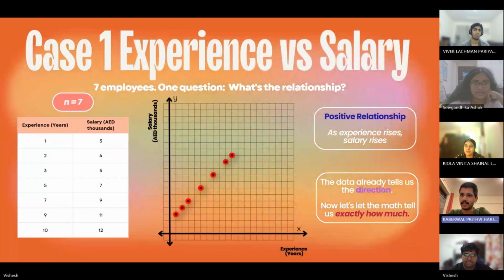Thank you, Sagantika, for that great explanation. So this is case one, which is experience versus salary, in which there are 7 employees. The main question that we have is what's the relationship between the data of the 7 employees?